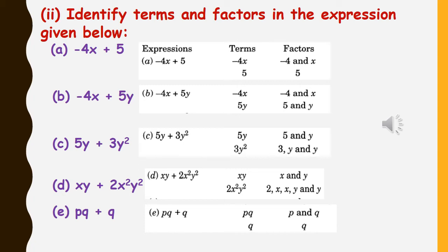Similarly, we can solve the other parts of the sum, and wherever we are having square, the power is given. Let us solve part D, because part B and C you can do on your own. It is almost similar. Part D, we have two terms, xy and 2x square y square, and the factors are x and y, and for 2x square y square, the factors will be 2, x, x, y and y.